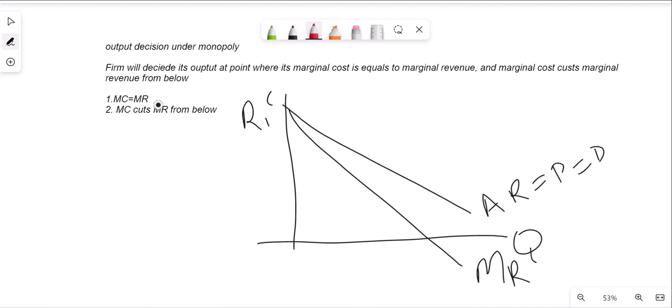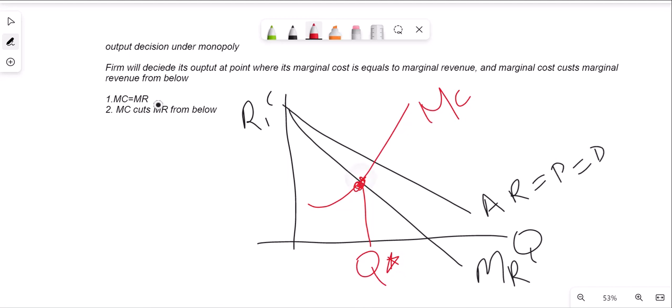Now we have to draw only the marginal cost curve in order to decide the output level. So we will draw marginal cost. Here is the graph of the marginal cost curve. At this point MC and MR are equal, so it will decide the optimum level of output.